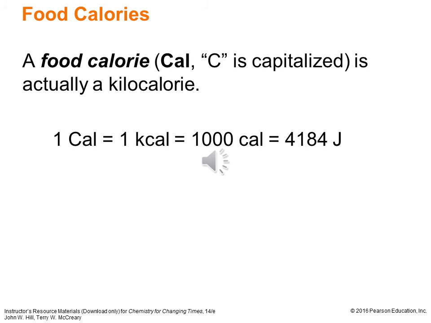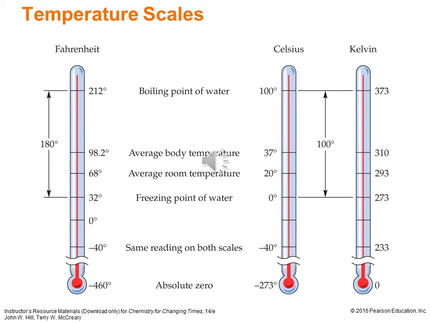So notice that a food calorie would be, instead of 4.184 joules per regular lowercase c calorie, 4,184 joules for a capital C calorie, a food calorie. All right, and we'll end the chapter out thinking about the different temperature scales. So here in the US, we tend to use the Fahrenheit scale, and it's a fairly bizarre scale, but it's the one we're used to.